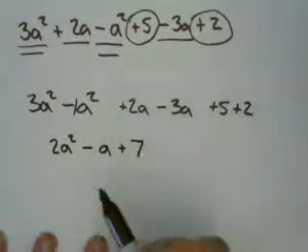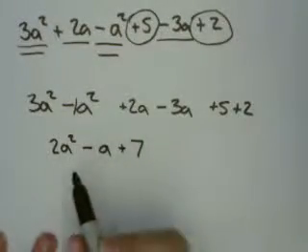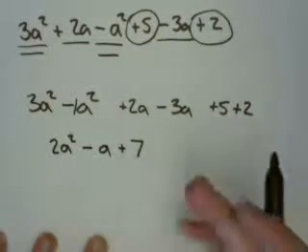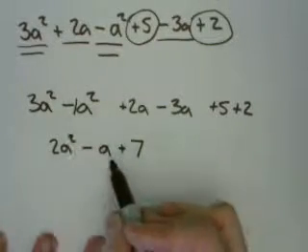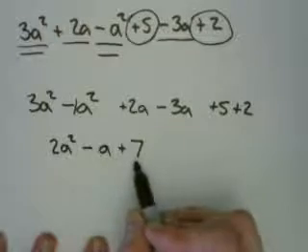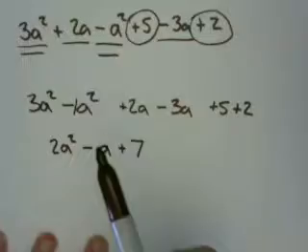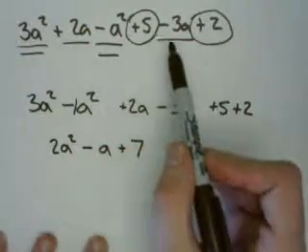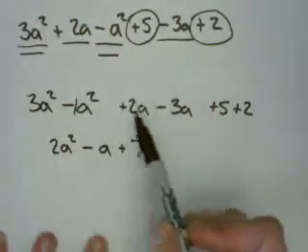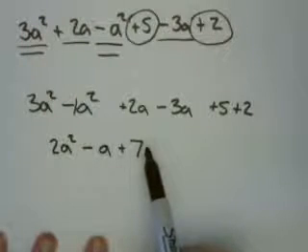Now, the first instinct is I have 3 things here. Surely I can put them together. But really I can't. I can't put together this a squared, I can't put together this a, and I can't put together this 7. They are not like terms. So the keys to understanding this are what are like terms, and then you want to rearrange it so they're together, and then you put them together.